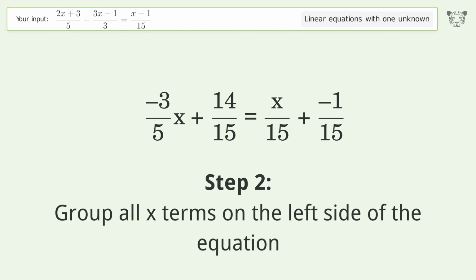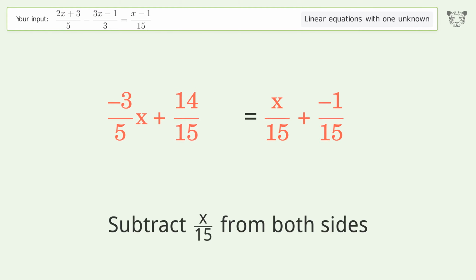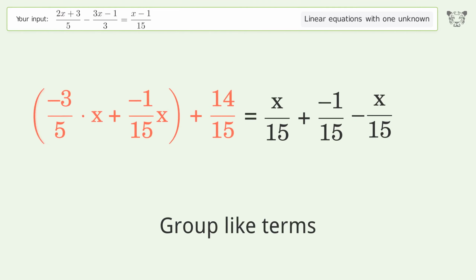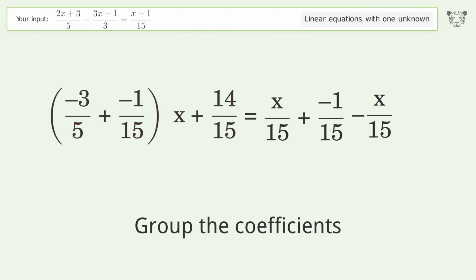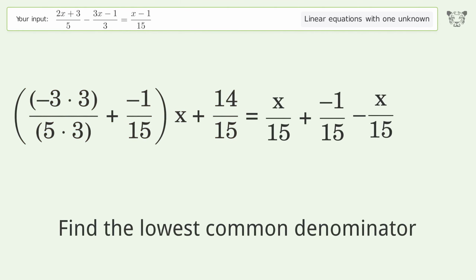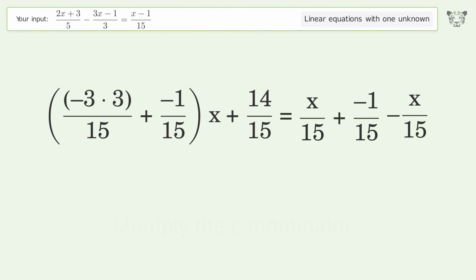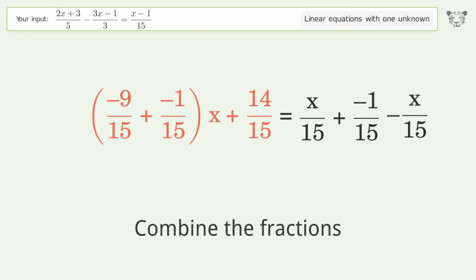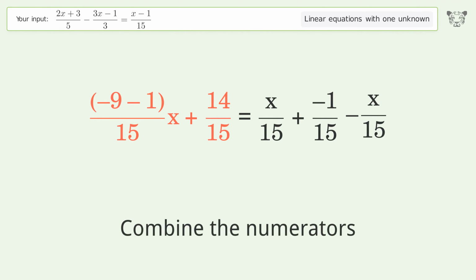Group all x terms on the left side of the equation. Subtract 10/15 from both sides. Group like terms. Group the coefficients. Find the lowest common denominator. Multiply the denominators. Multiply the numerators. Combine the fractions. Combine the numerators.